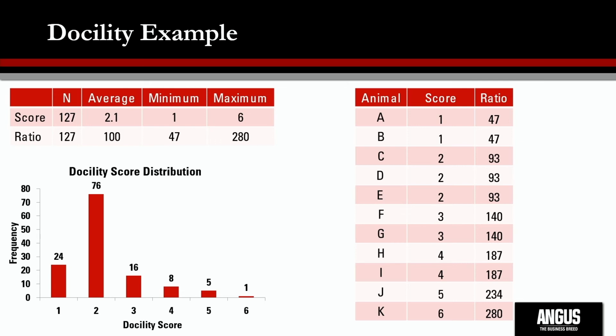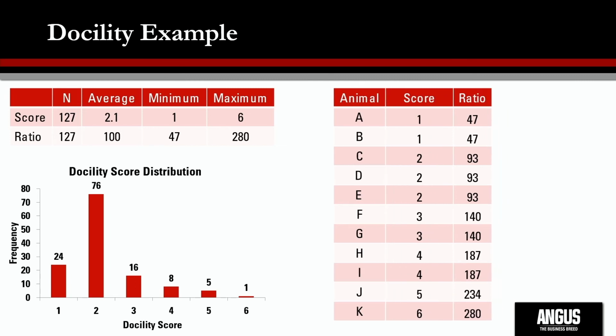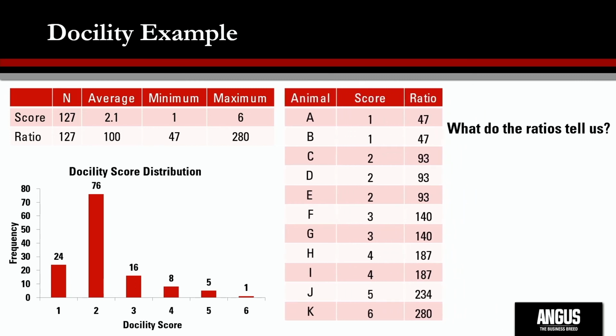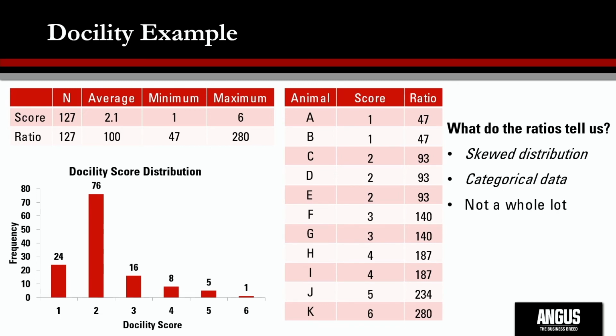So what we see whenever we're using these categorical traits with a skewed distribution is that it doesn't always make sense in terms of the ratios that we're getting back. The information doesn't add value to what we already know. So this brings us back to the question of, well, what do the ratios tell us? Well, we had a skewed distribution and we had categorical data. So we didn't meet the assumptions to calculate a ratio. So really these ratios don't tell us a whole lot and they don't add a lot of value.